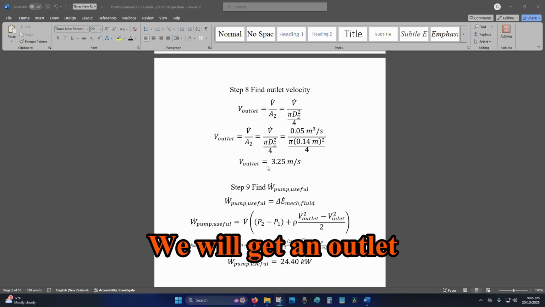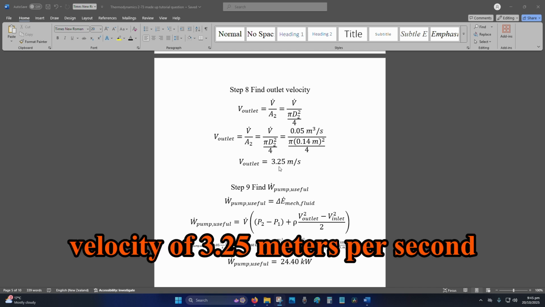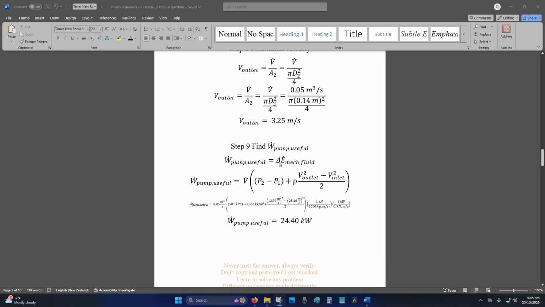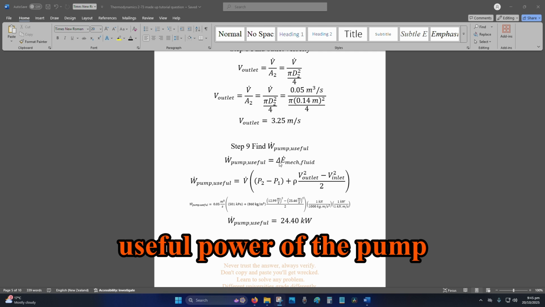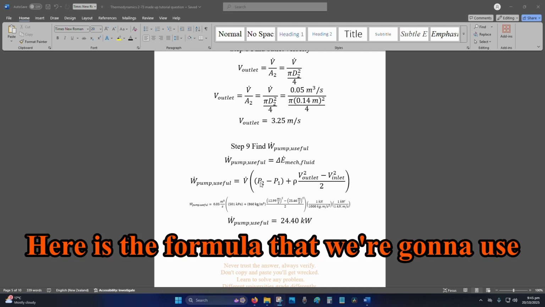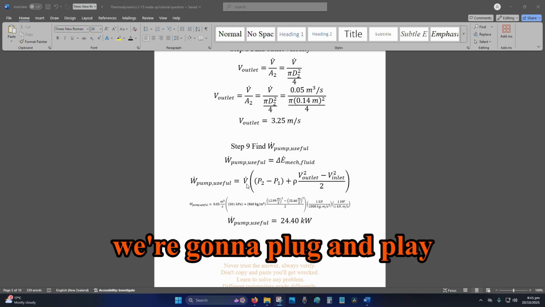And we will get an outlet velocity of 3.25 meters per second. Step 9. We want to find the useful power of the pump. So here is the formula that we're going to use. We're going to plug and play.